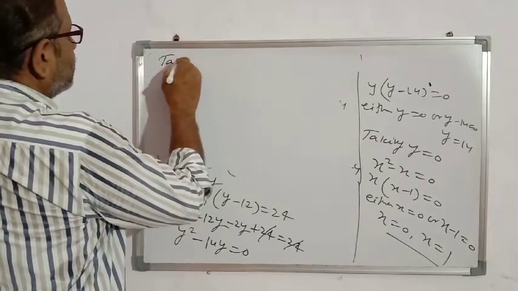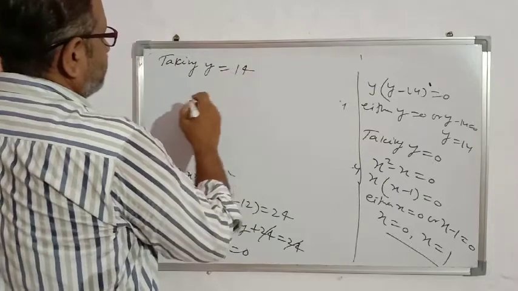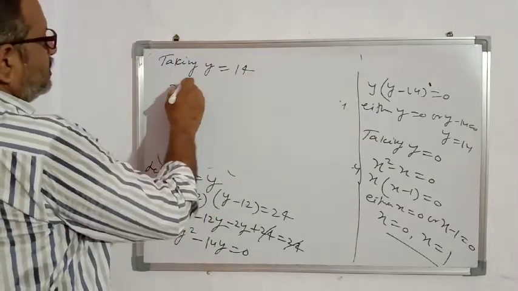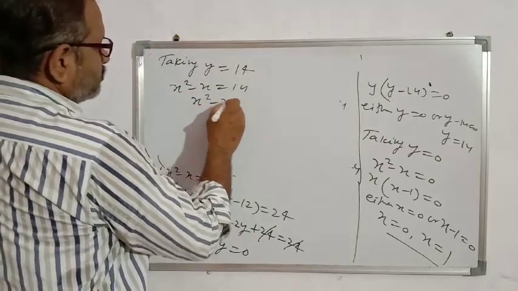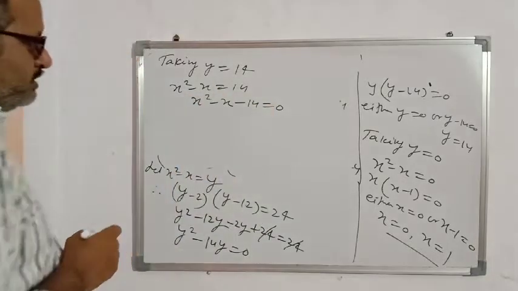Taking y is equal to 14. What is y? x square minus x. So x square minus x is equal to 14. Transposing 14: x square minus x minus 14 is equal to 0.